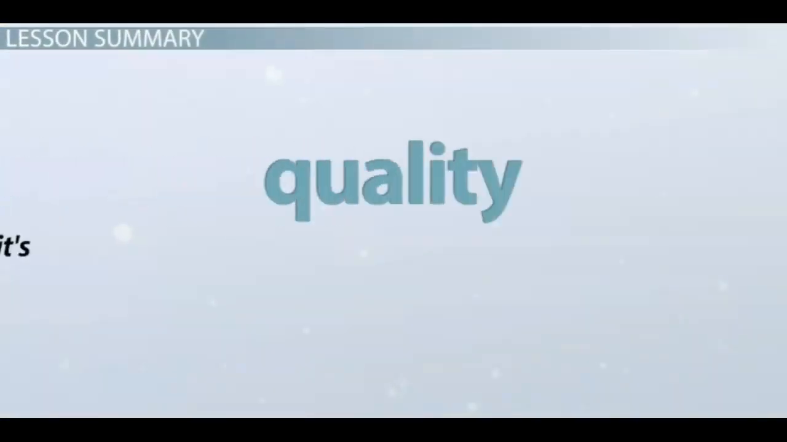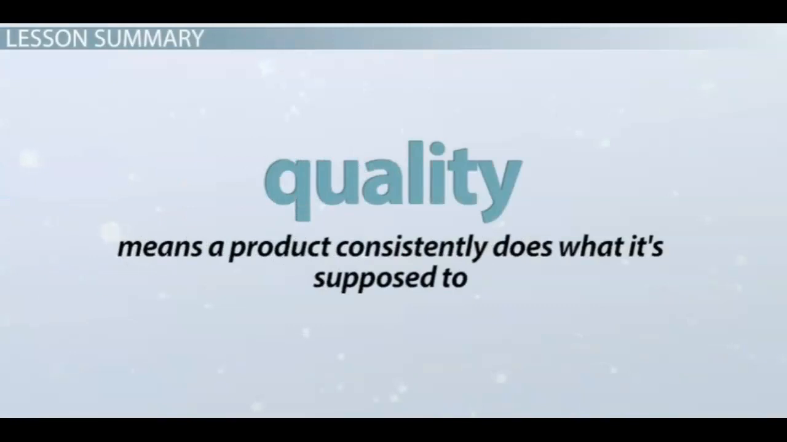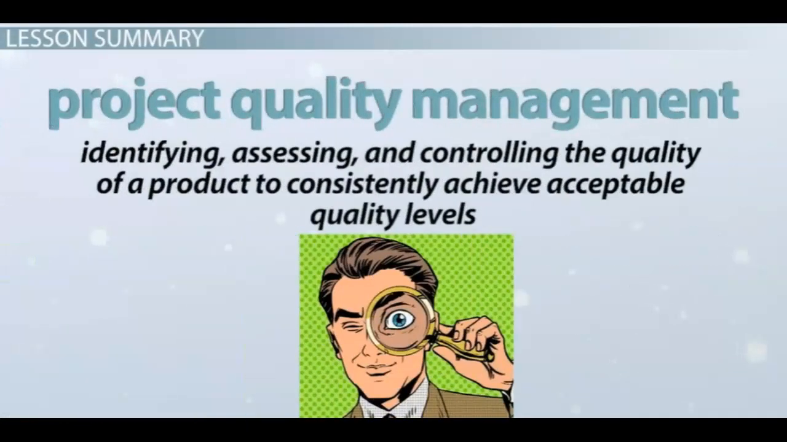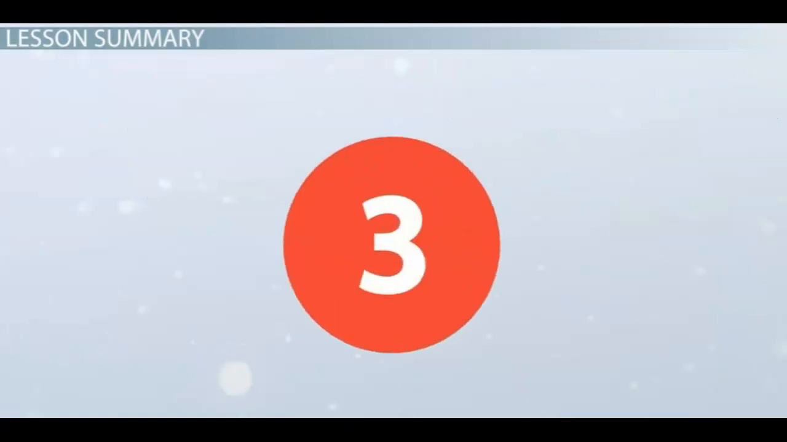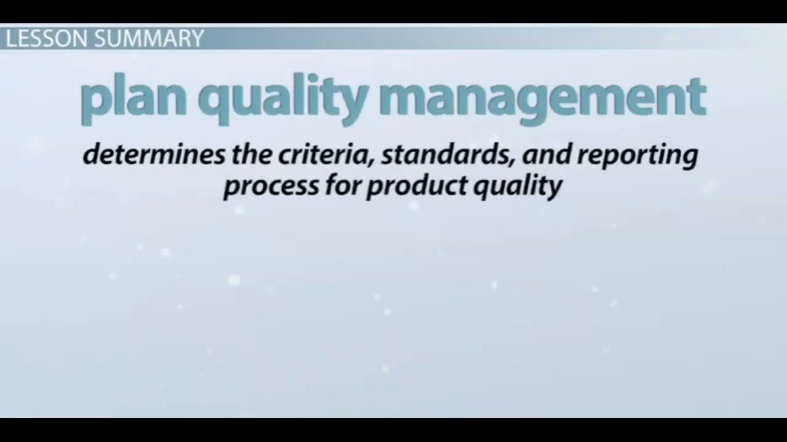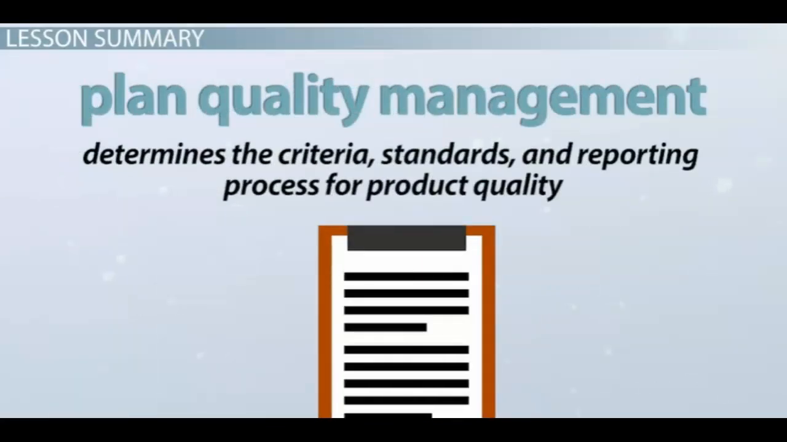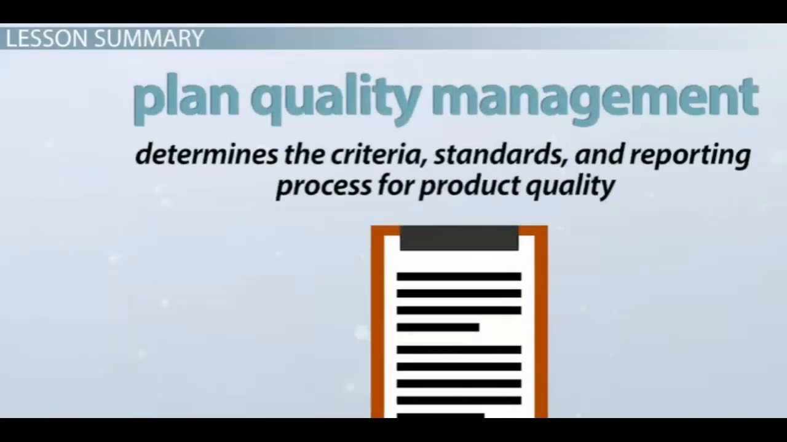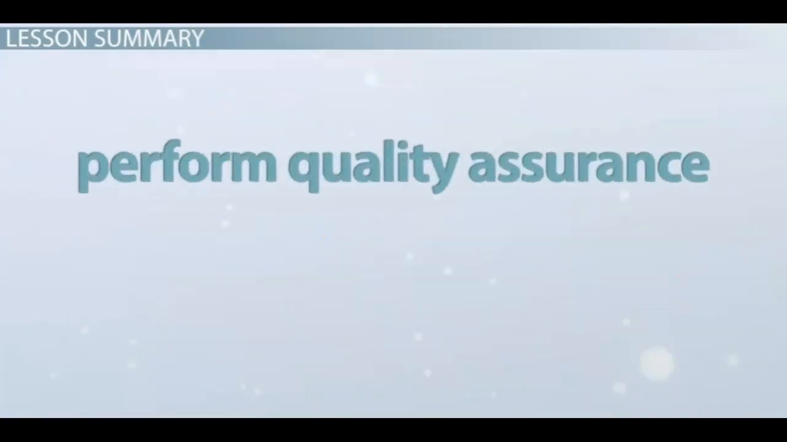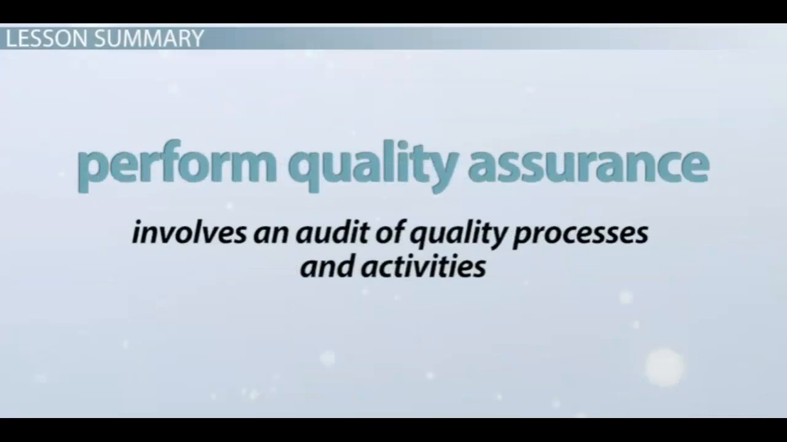Let's review. Quality means a product consistently does what it's supposed to do, and project quality management is identifying, assessing, and controlling the quality of a product to consistently achieve acceptable quality levels. There are 3 processes involved in assessing quality, including plan quality management, which determines the criteria, standards, and reporting process for product quality, perform quality control, which verifies quality, and perform quality assurance, which involves an audit of quality processes and activities.